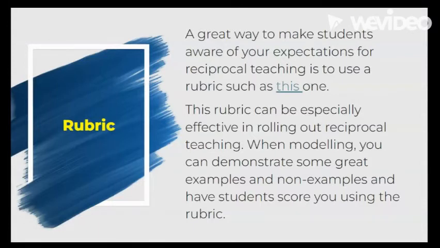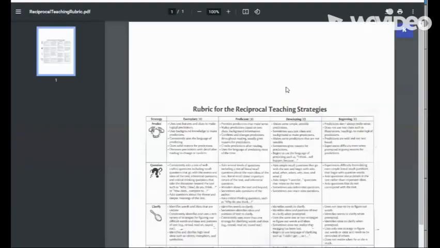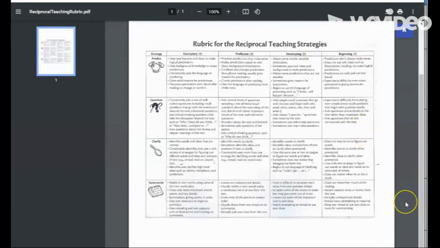So I mentioned earlier that there is a rubric. The rubric will look like this. And it breaks down the 4 roles and how to do that in an exemplary, a proficient, a developing, and a beginning method. And again, I love to use this rubric when I am modeling.